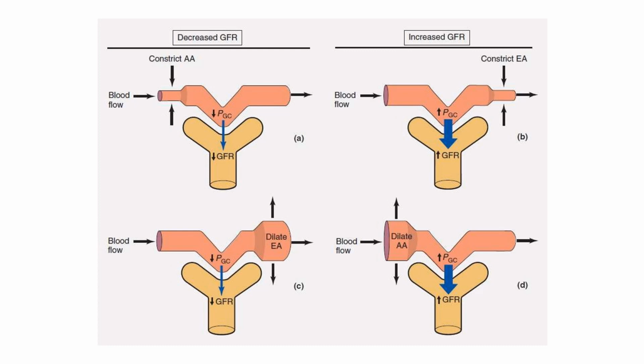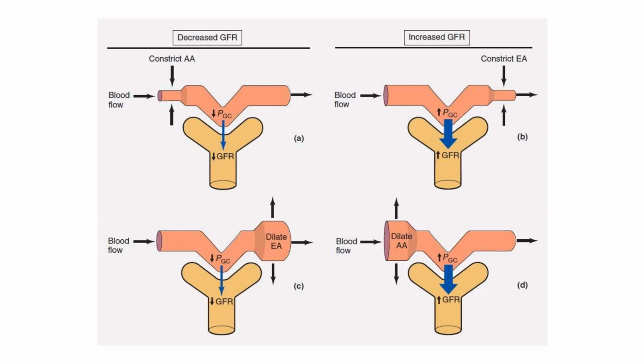So the capillary hydrostatic pressure decreases, so that GFR decreases. Another condition is when the efferent arteriole is dilated. Here the blood flow is normal, but because the efferent arteriole is dilated, the capillary hydrostatic pressure will be decreased, so that GFR decreases.